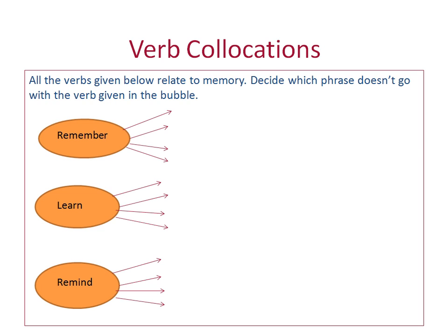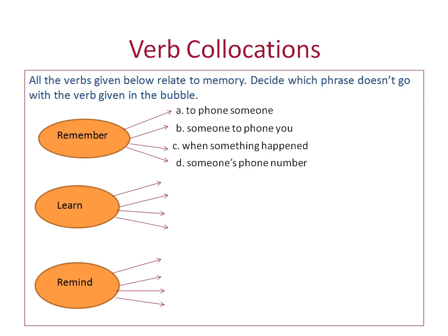Okay, let's get started. In the first bubble, we have the verb remember, يتذكر. The first phrase, to phone someone. The second, someone to phone you. The third, when something happened. The last one, someone's phone number. Which phrase is wrong? The second phrase is wrong. If we say remember someone to phone you, this is wrong.